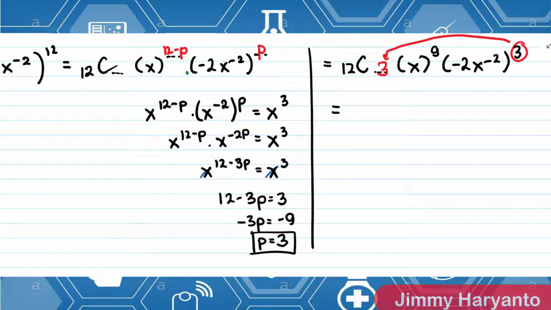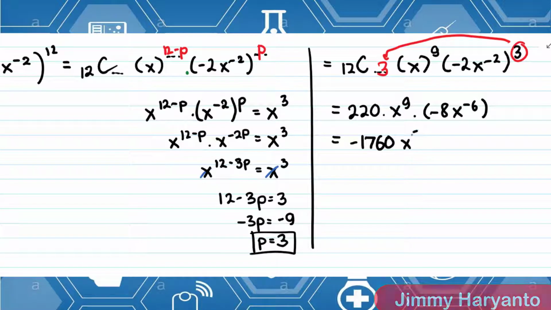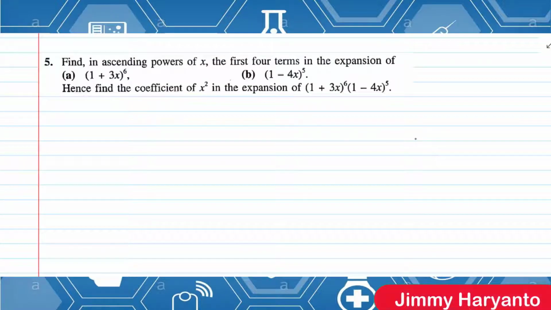So the result will be 12C3, which equals 220, times x to the power of 9 times negative 2 to the power of 3, which will be negative 8, and then x to the power of negative 6. Calculate it: 8 times 220 equals negative 1760 x to the power of 3. There you go. Next is number 5.